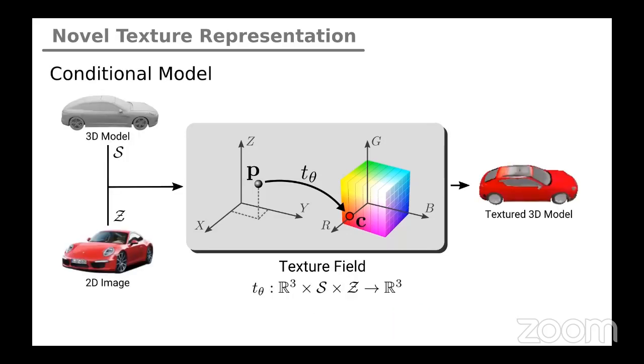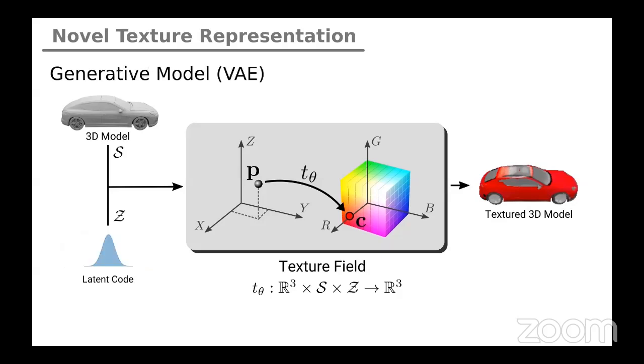For reconstructing texture, we condition the texture field on a global shape embedding, as well as a global feature embedding of a condition, for example, a single image. The texture field learns to predict the color value following the provided conditions. Furthermore, we used our novel representation for a generative model. Our setup consists of a variational autoencoder with the texture field as the decoder. At inference, we can sample novel textures for a given 3D object.